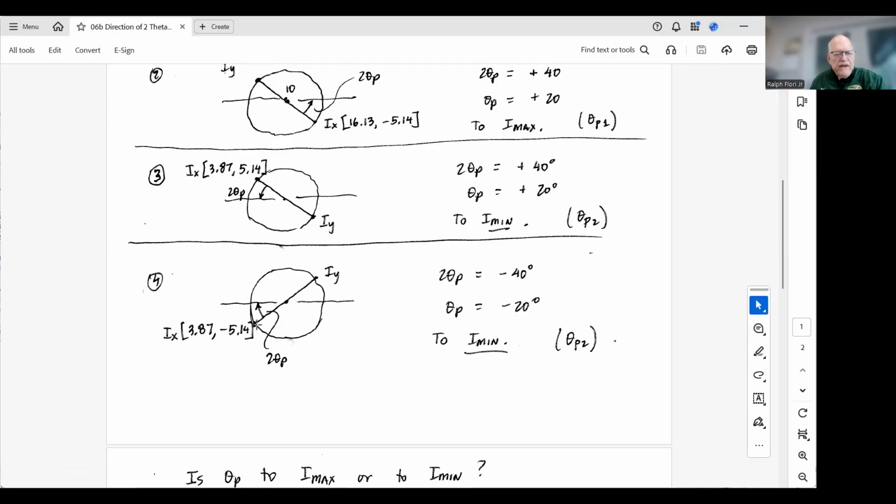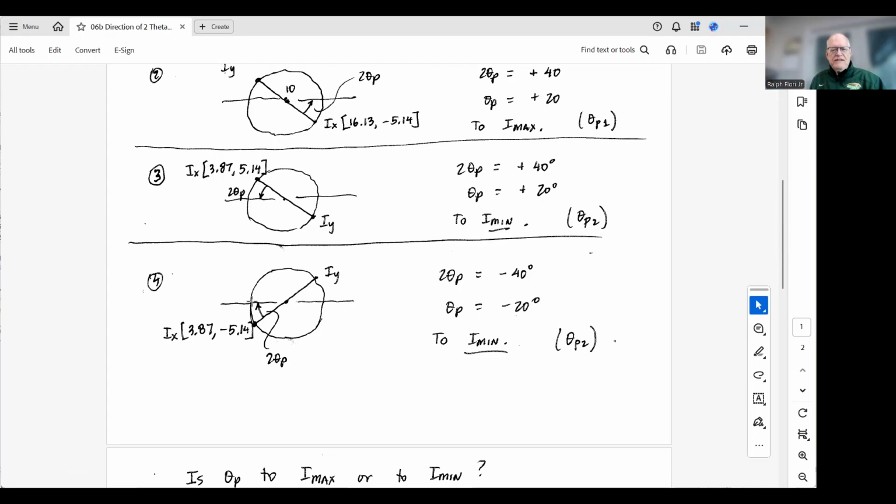Finally, if our x face plots down here, and we plug those in, this is a negative Ixy, and this is a positive number here. If we plug these into our official theta p equation, we get 2 theta p is minus 40, or theta p is minus 20. And so minus means clockwise from our x face, which again takes us to our minimum.